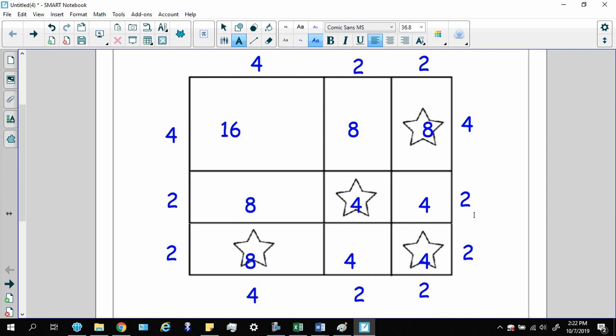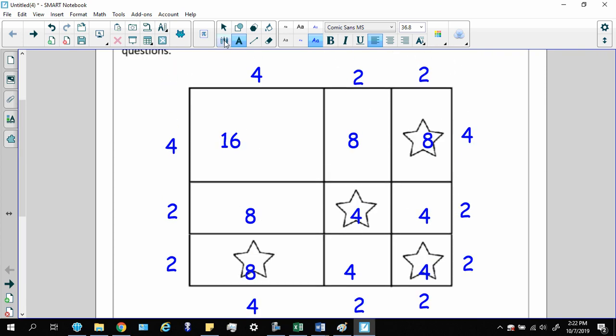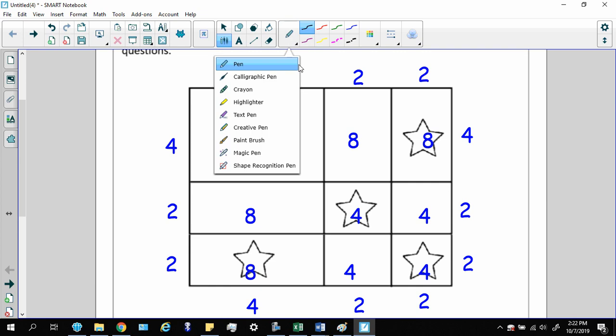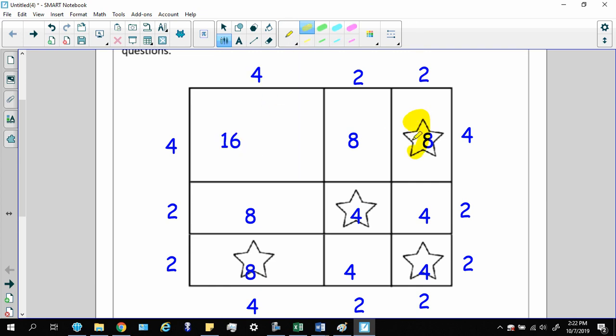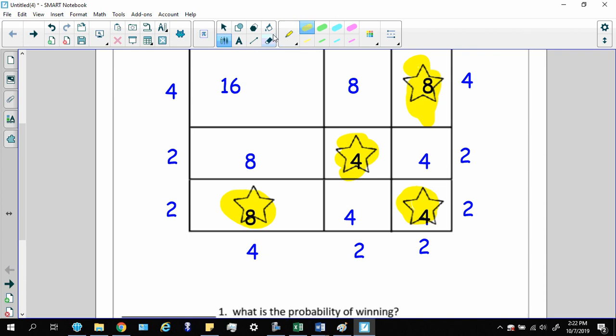All right, now let's see what the question is. What is the probability of winning? All right, so let's do some coloring here. The probability of winning, let's see, this is a winner right here, this is a winner, this is a winner, and lastly, this is a winner right here. So that's 8, 4, 8, 4. I believe it's going to be 24.